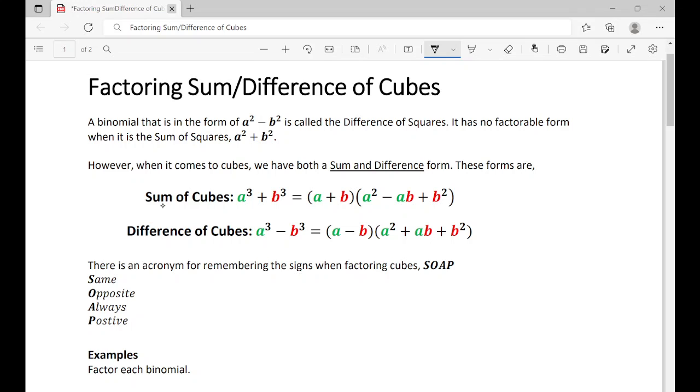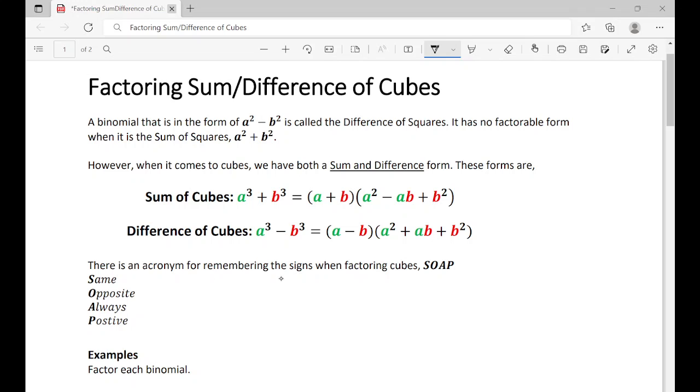For the first one, the sum of cubes, a cubed plus b cubed is equal to a plus b times a squared minus ab plus b squared. And the difference of cubes, a cubed minus b cubed, is a minus b times a squared plus ab plus b squared. So it's a lot to remember, but instead of remembering both formulas, you can just remember one and know how the signs go.